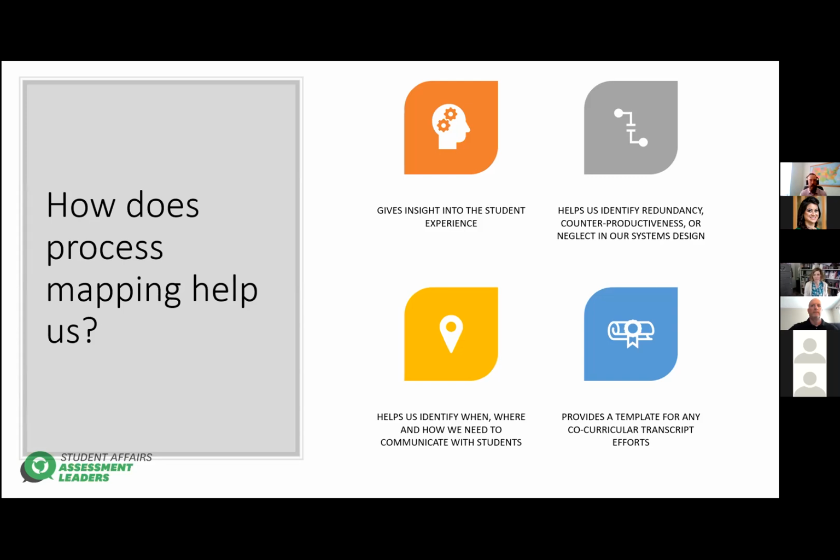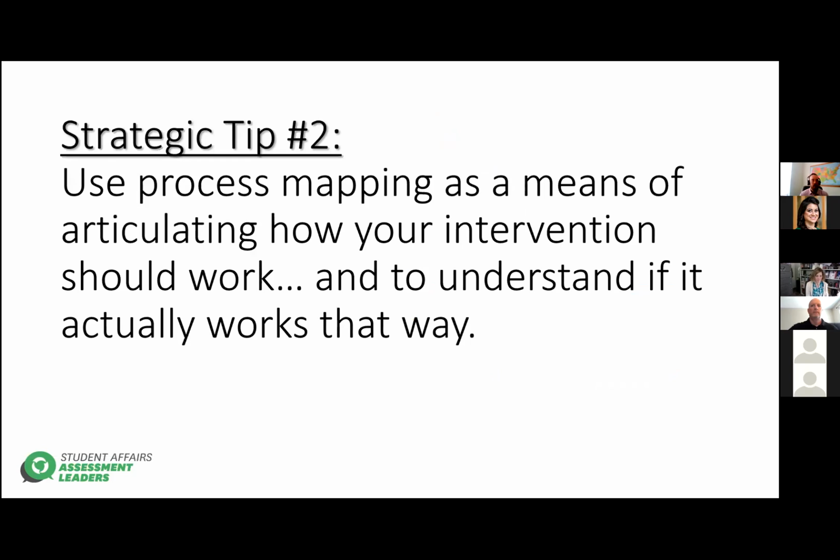But one of the things Renee and I talked about was this idea of co-curricular transcripts. I've been alluding to this, and I'll come back and hammer on this a little bit later on. The idea is that if we have things that we want students to experience that aren't currently captured on their academic transcript, process mapping is a really good way to identify what those things are. So again, we're using process mapping as a means of articulating how your intervention should work and getting some understanding on if it actually works that way.